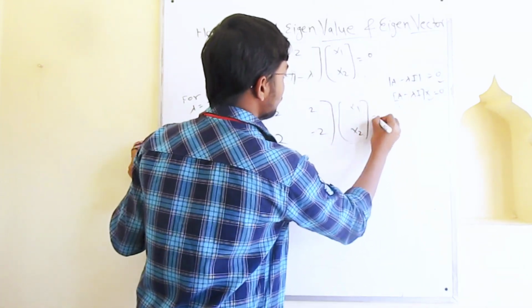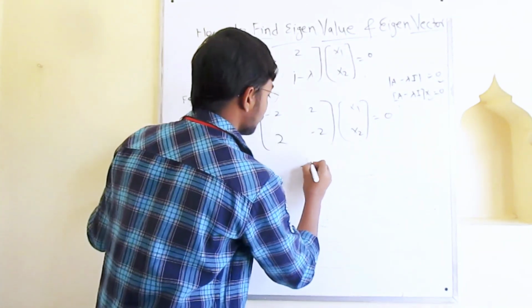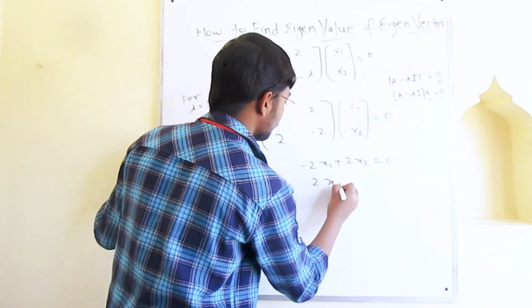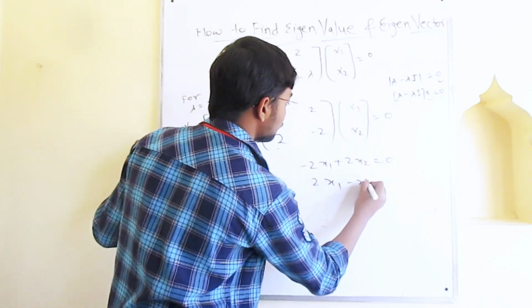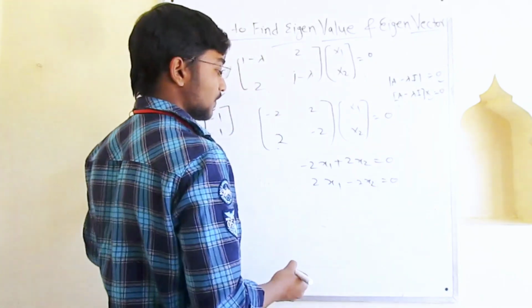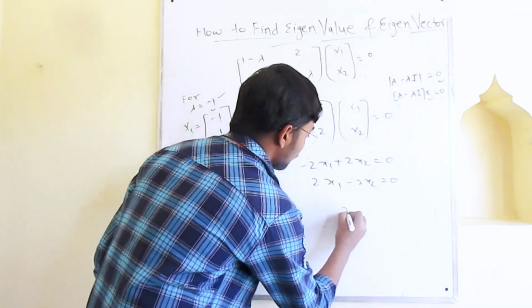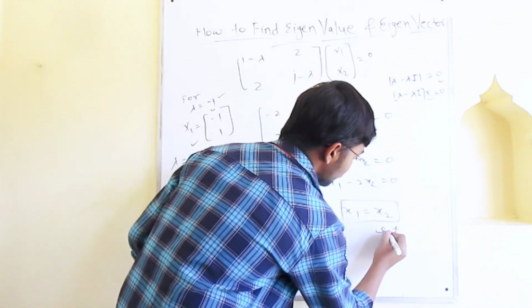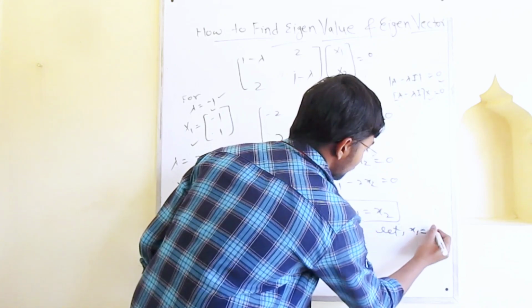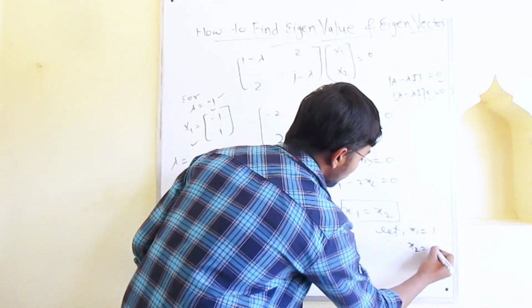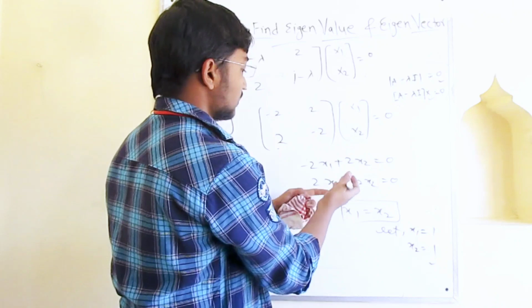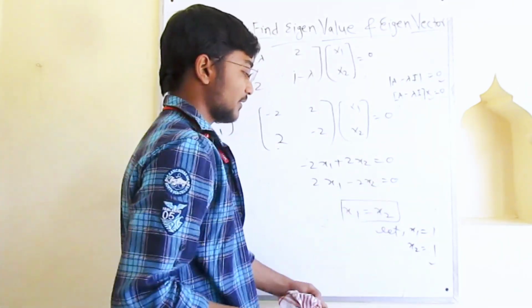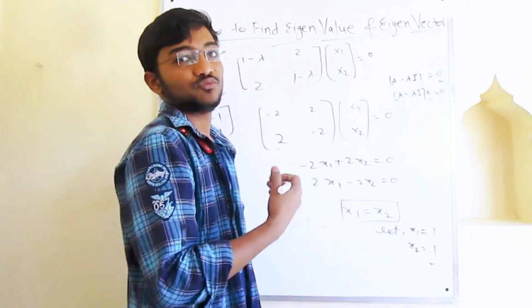Times x1 x2 is equal to 0. Writing the equations: minus 2 times x1 plus 2 times x2 is equal to 0, and 2 times x1 minus 2 times x2 is equal to 0. From here you can say that x1 is equal to x2. Let's assume x1 is equal to 1, then x2 will again be 1, because both are equal. You can take any value; I have just assumed 1, you can assume minus 1, 2 or any value.